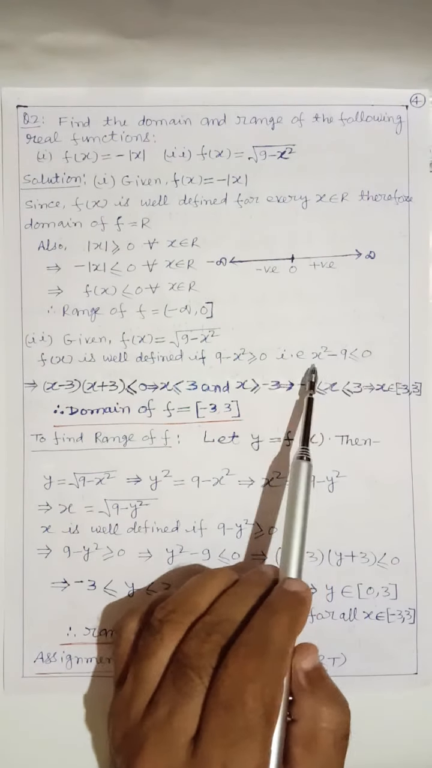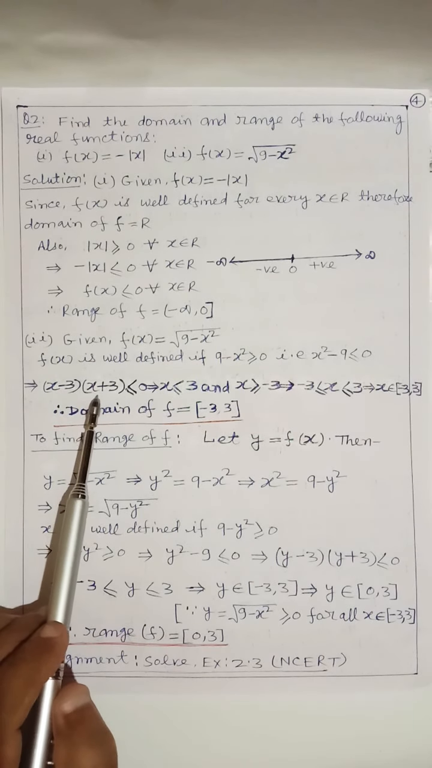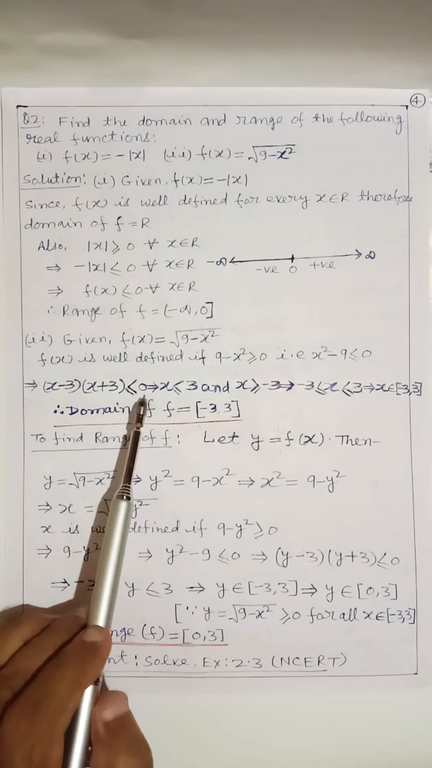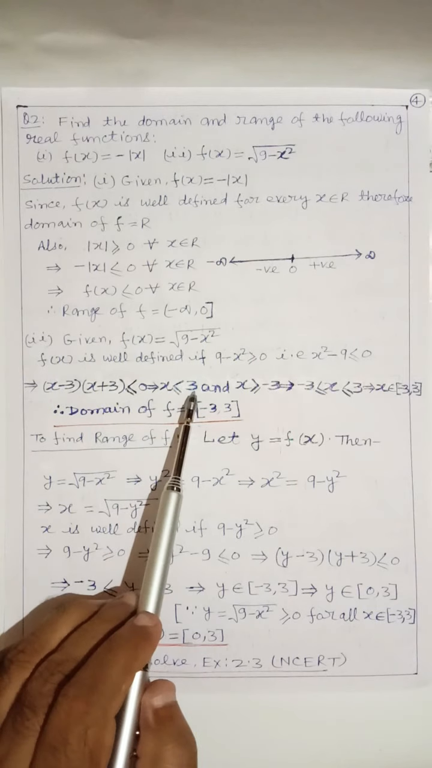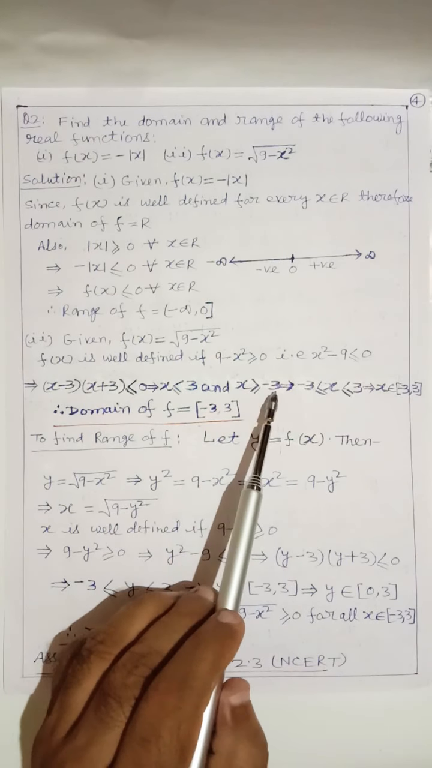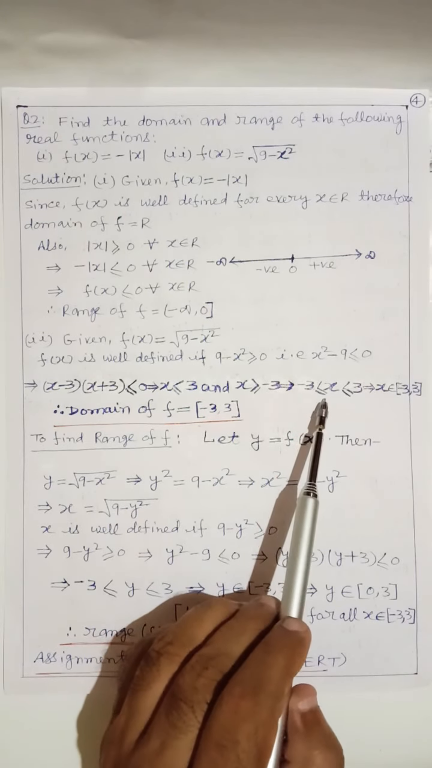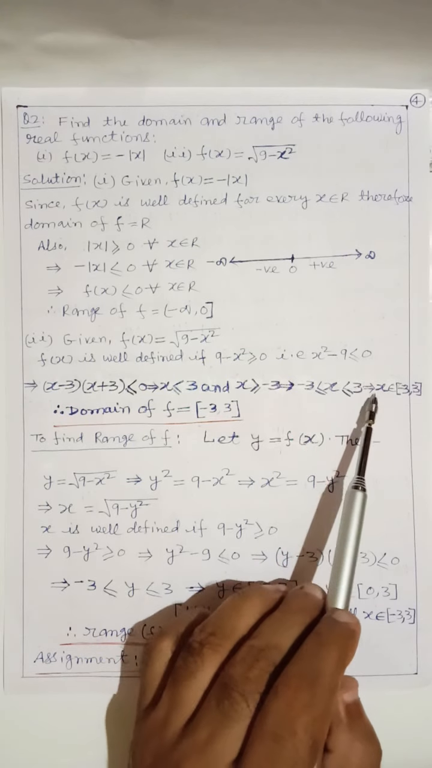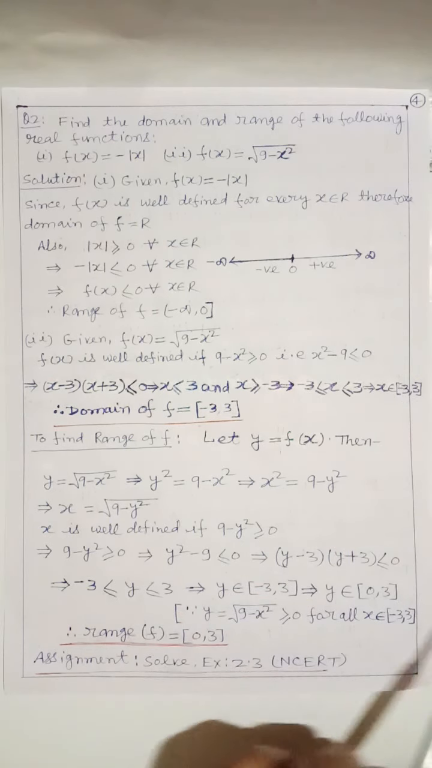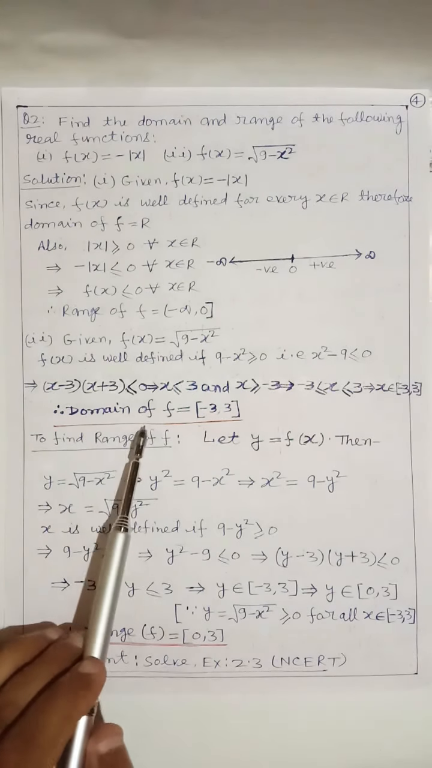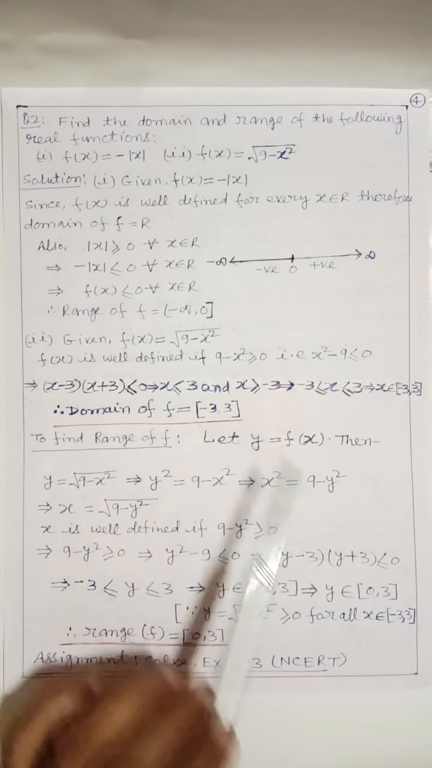Using the identity a square minus b square, we get (x minus 3)(x plus 3) less than or equal to 0. What is the meaning of this? It implies that x less than or equal to 3 and x greater than or equal to minus 3. Combining these two, we get minus 3 less than or equal to x less than or equal to 3, which implies that x belongs to the closed interval minus 3 to 3. So the domain of the given function equals the closed interval minus 3 to 3.